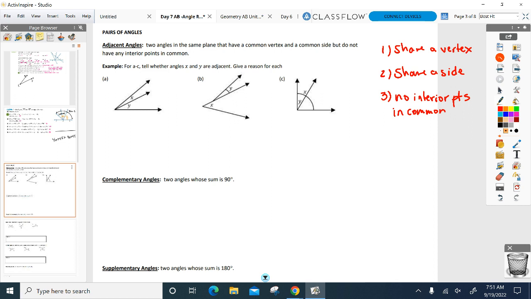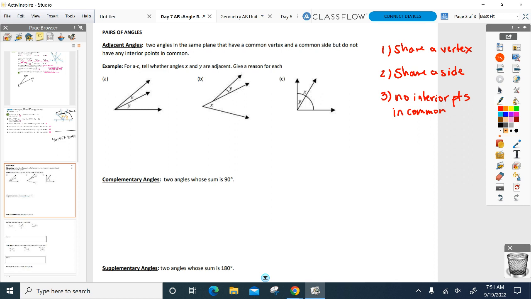All right, so look at example A for me. Everyone see my angle X and Y now? I want to know, are these adjacent or not? Well, let's take a look. Do they share a vertex? Do angle X and angle Y share a vertex? Yes or no? Yes, they do. Do they have a side in common? Yes, so we're two for two.